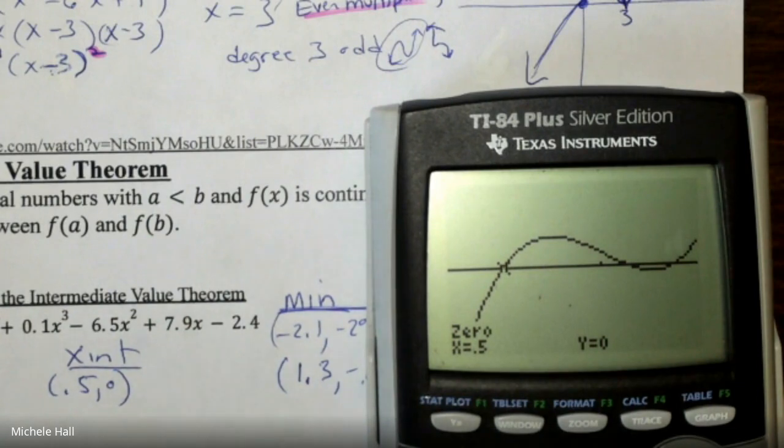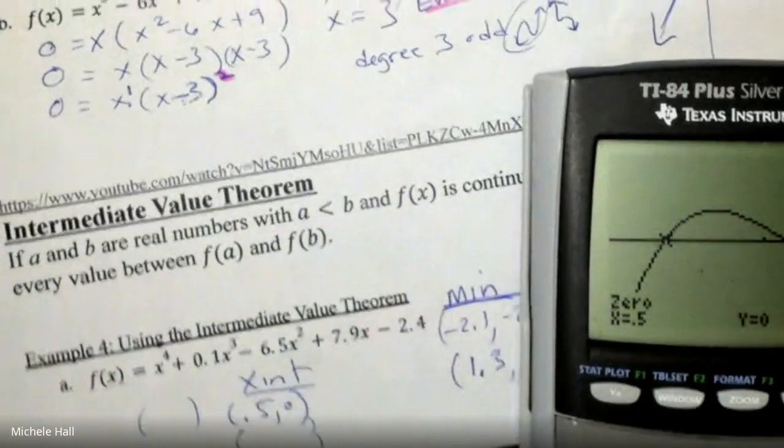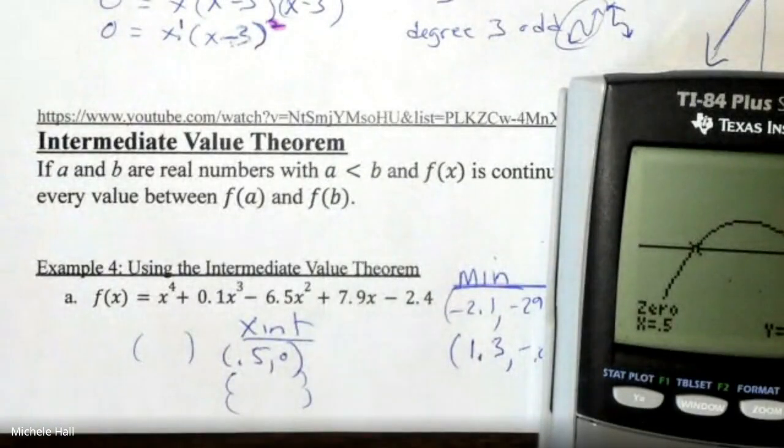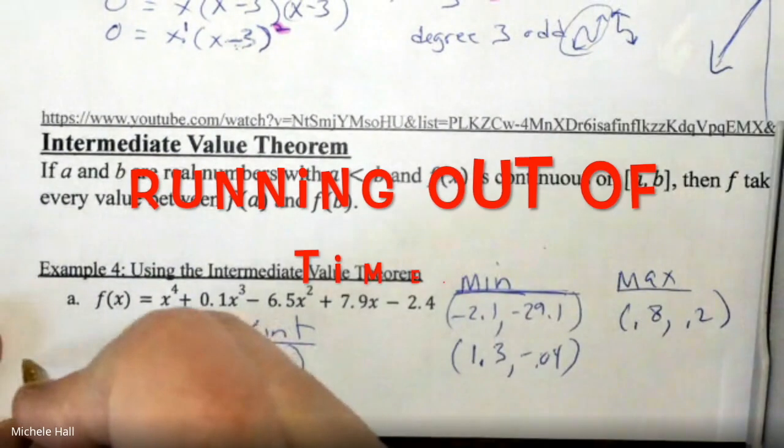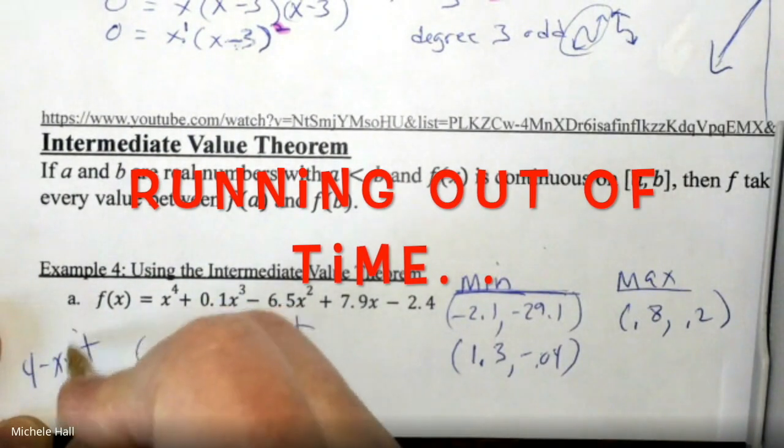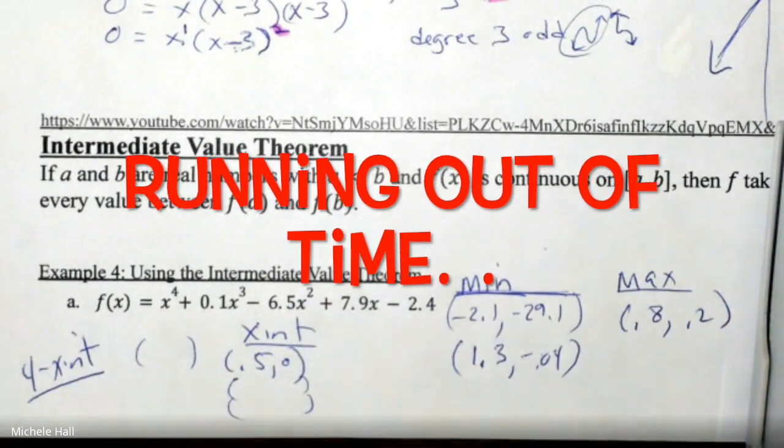Did I write down the other ones? No. And so you do have a total of 4 x-intercepts. I just don't want to go find them right now because I want to get to a word problem that's about maximizing. So 4 x-intercepts. I just don't want to look for all of them right now.